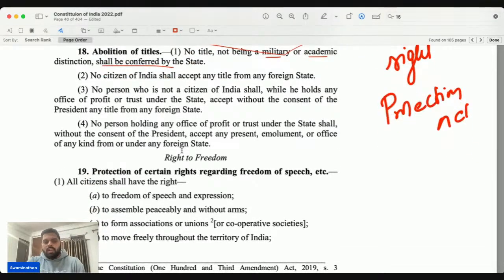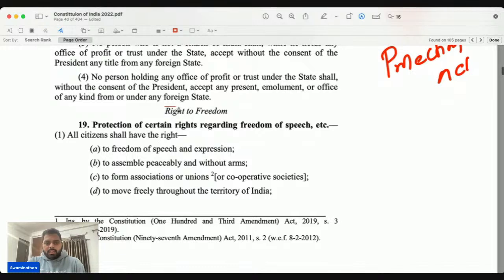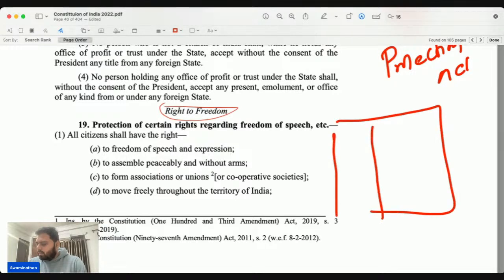Now after right to equality, we have right to freedom, which gives us 6 kinds of freedom. In this article specifically, you need to remember what are the reasonable restrictions which have been put. So for your ease of understanding, you can make a table like this. On one side you can write your fundamental right, Article 19(1)(a), and on the other side you can put the reasonable restriction. This will help you in quick revision.